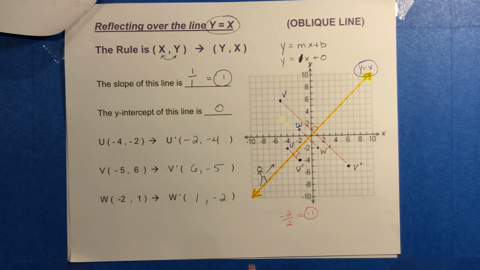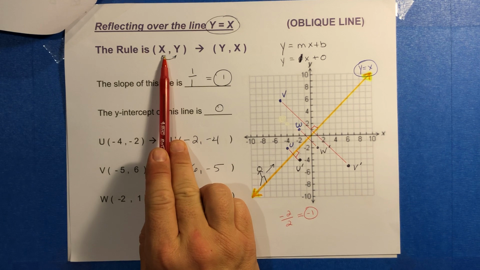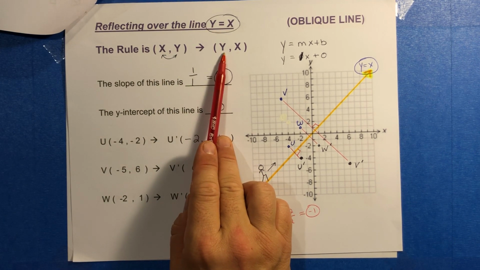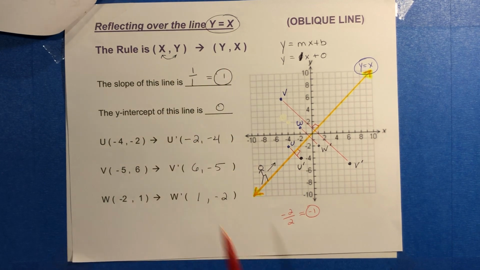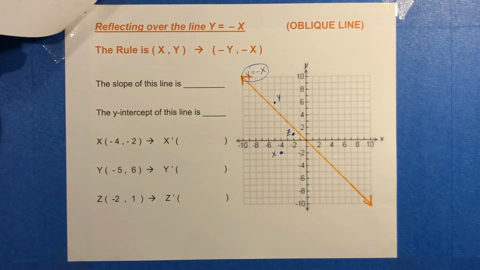All right, in summary, ladies and gentlemen, how do you apply the rule for the reflection line y equals x? We are going to simply swap the coordinates, x for y and y for x, and that brings us to our final page.